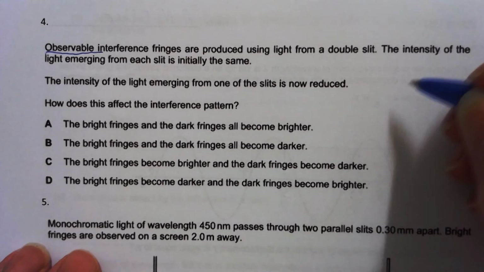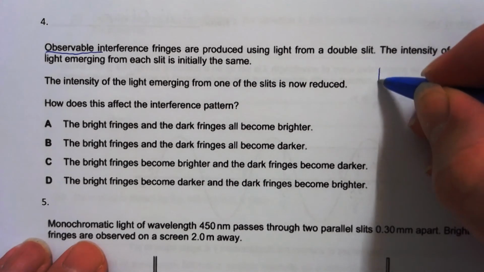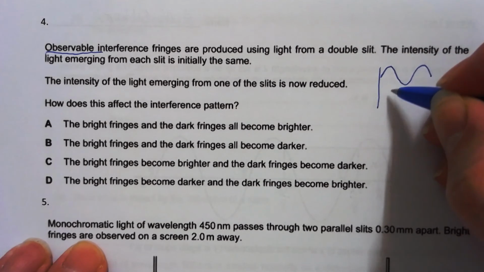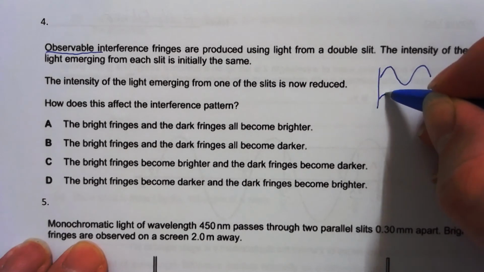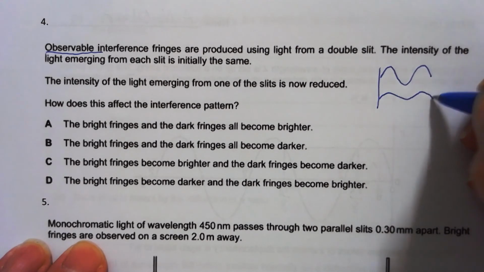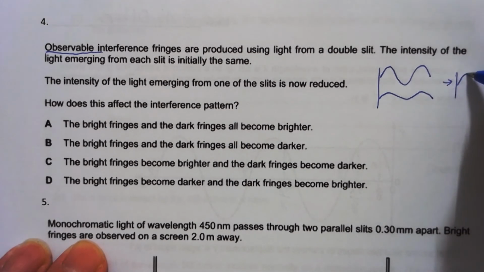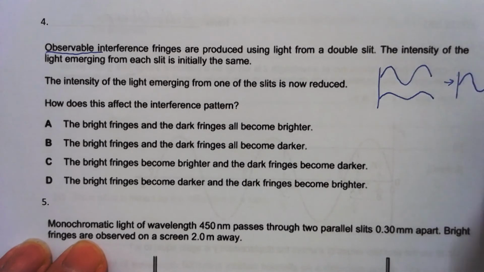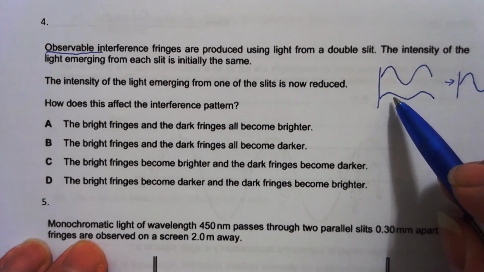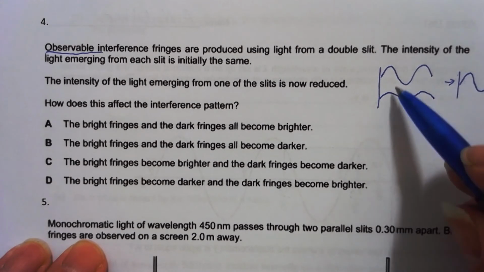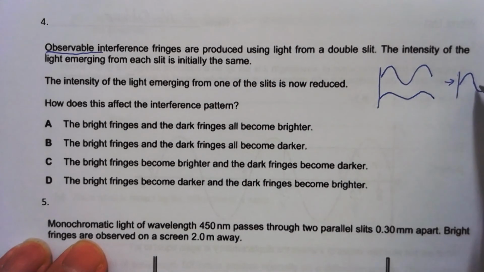So what we have to think about is what happens at a bright fringe. If we add together the two wave functions, and they've got the same amplitude, and they're in phase, then they'd have a maximum amplitude. Now this one here has the intensity reduced, so when you add the two wave functions together, the amplitude is going to be slightly lower, so it'll be a slightly dimmer bright fringe.